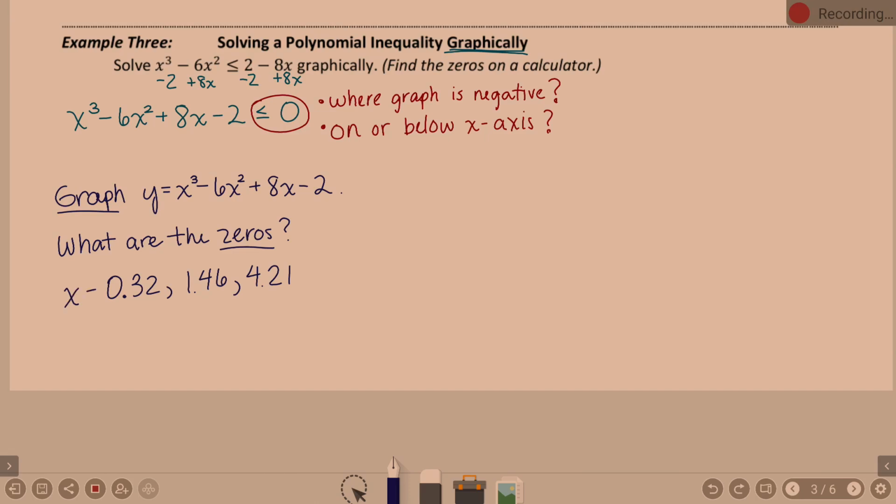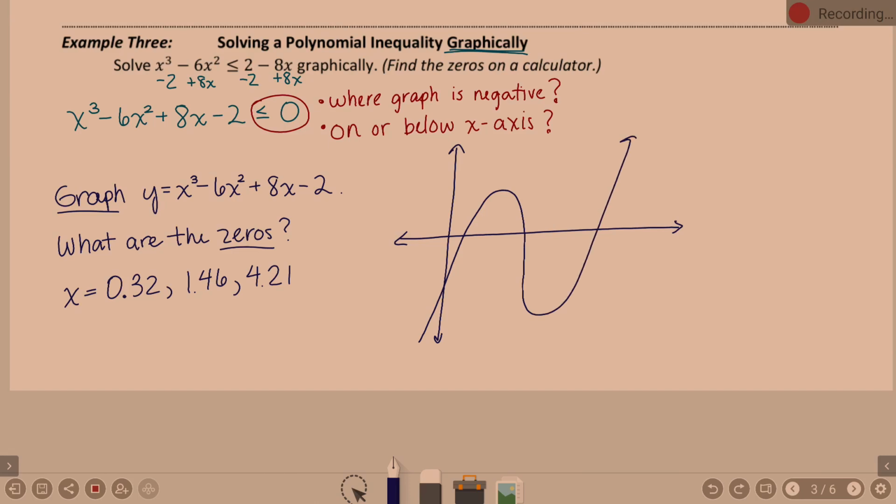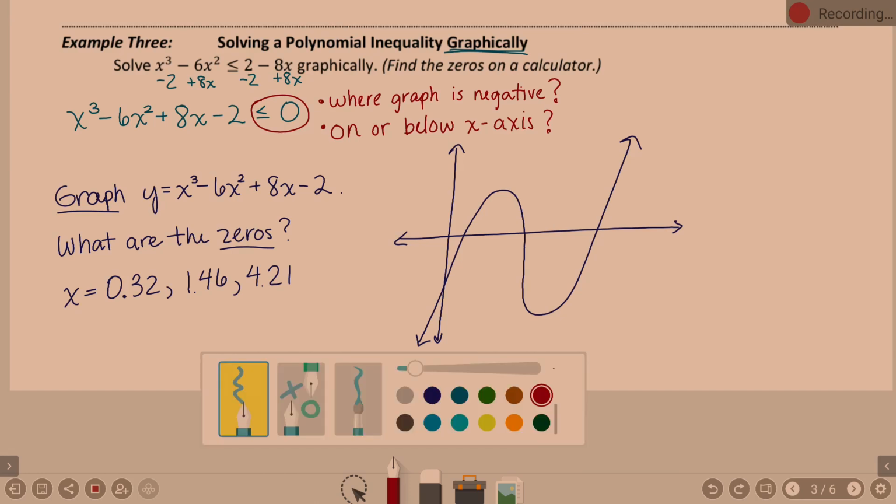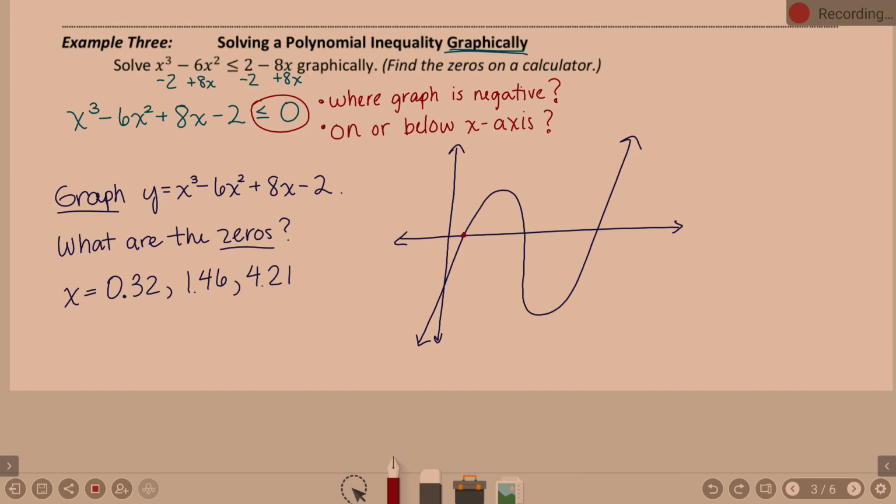Okay, we're not doing a number line. Here's what we're doing. I'm going to sketch my graph on here. It's just going to be a sketch, just so I can demonstrate what we're looking at. What's my graph do? It does an up, a down. It does something like that, right? Not exactly, but you get the idea. And we already discovered it crosses at 0.32, 1.46, and 4.21 according to our handy dandy calculators, right?